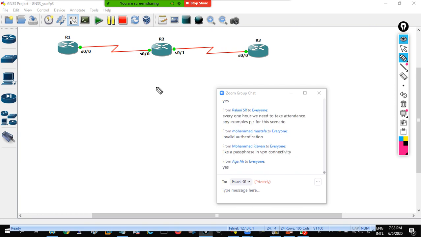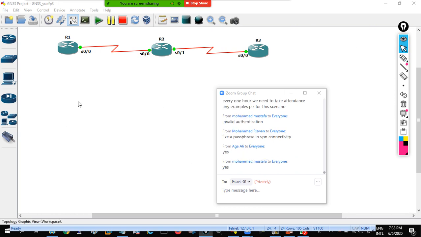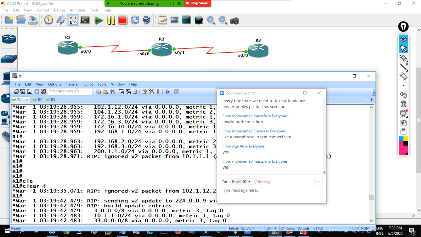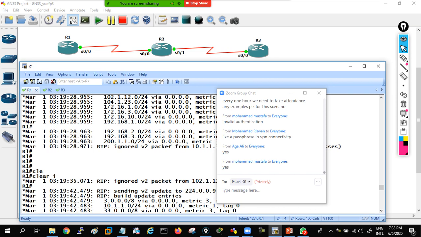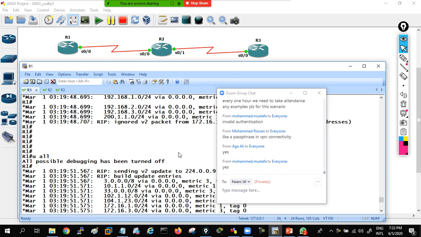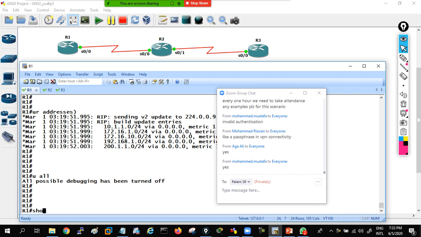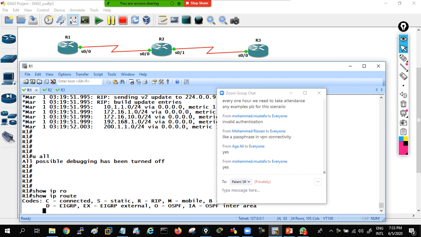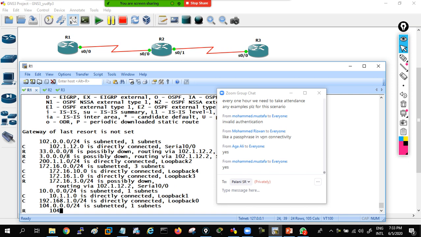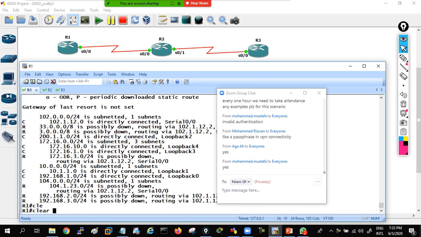I think Haider sent me a message. He is saying I should show that in case the authentication doesn't match on router 1, he will not receive any updates from router 2, right? He wants to see that. See, Mr. Haider. Clear ip route then.